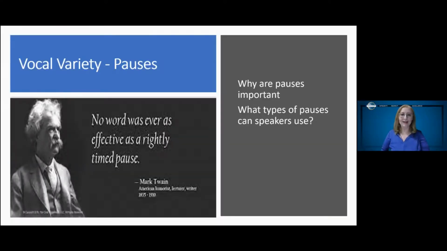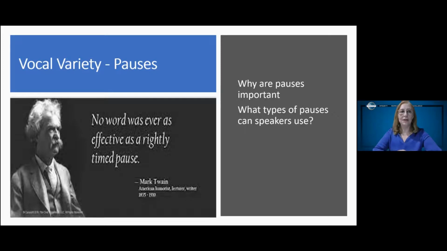And as Mark Twain said, no word was ever as effective as a rightly timed pause. Pauses are like punctuation in an essay. They are little spaces that we purposely create in a speech to allow the audience to think about what we've said or even engage with what we're about to say. Let me give you an example.